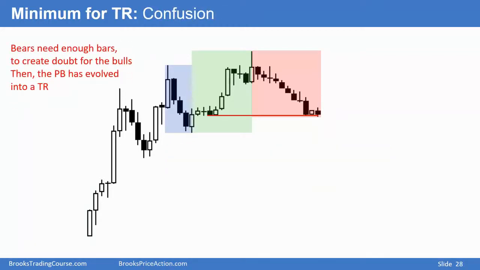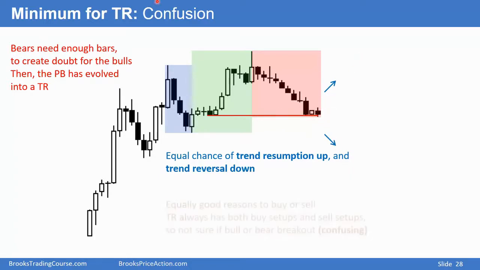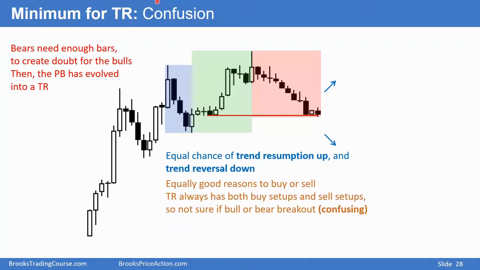The bears need a lot of bars to create doubt in the minds of the bulls. And once they do have enough bars, 3 bear bars, 4 bars here, 3 here, and then about 8 or 10 consecutive bear bars here. Once the bears have created enough doubt in the minds of the bulls about the continuation of the bull trend, the market's in a trading range. And there's equal chance that the bull trend will resume up as there is that it will reverse down. Equally good reasons to buy and sell.